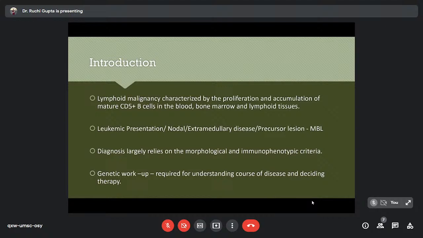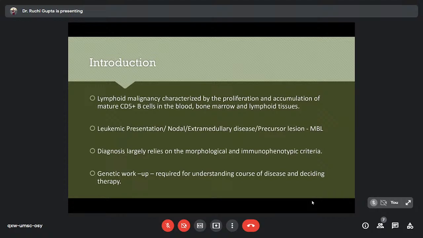How does genetic workup come in here? The genetic workup has helped us to understand the course of the disease, and now there are markers which help us to decide whether we should sit back and wait and watch for this disease to evolve, let it progress, or are there markers by which we can decide that no, this is an aggressive disease and needs to be treated upfront.